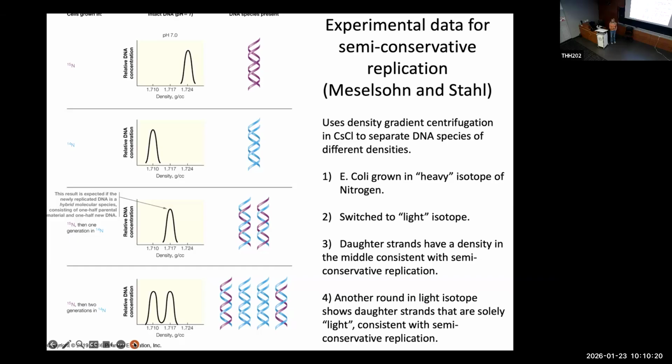Okay. Is this conservative replication? What would you expect to see if it was conservative replication? Separate peaks, right? So probably a peak here and then a separate peak there, right? That would make sense for conservative replication. You would have conserved parental strands as base paired together and 2 daughter strands grown in N14, which show a peak here. So it's not that. We have something in the middle.